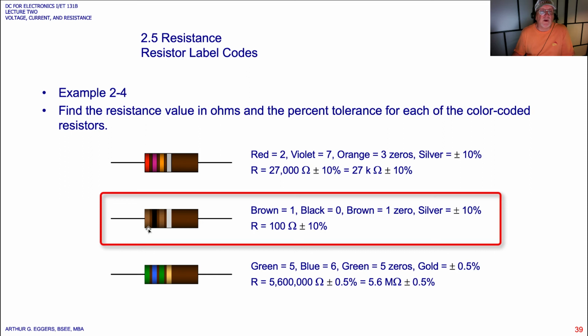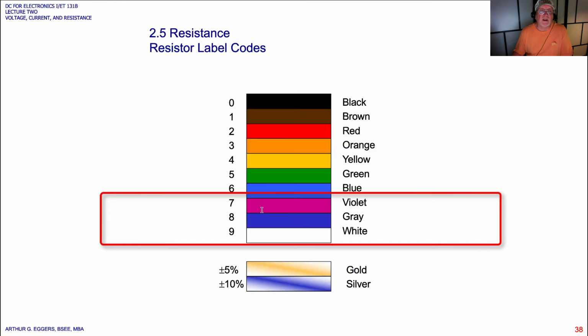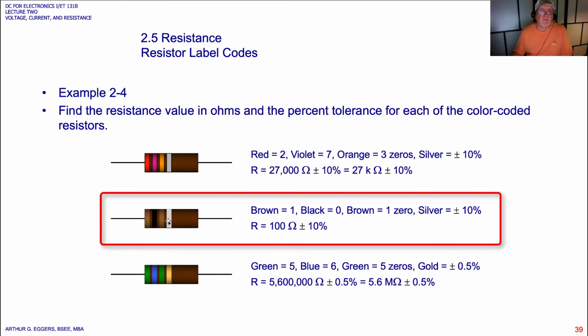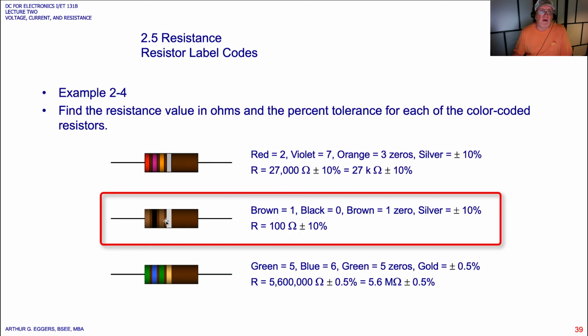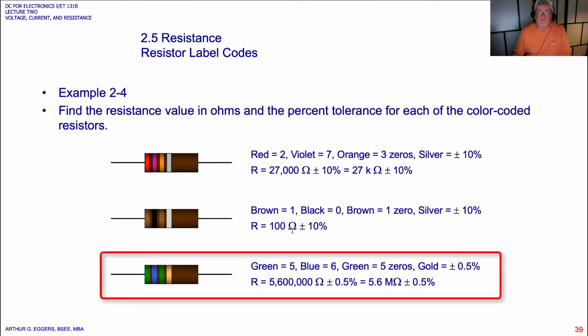Okay, so for the next one, brown, black, brown, and silver. Brown, again, is the number 1. So that's 1. Black is 0, the very first one. And then brown, and then silver. So in this case, we have 1, 0, and 1 zero after it, which gives us 100 ohms.